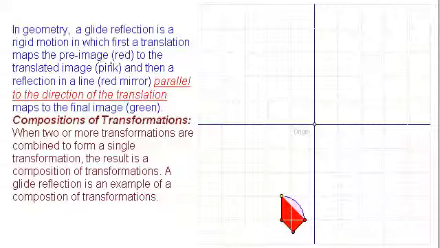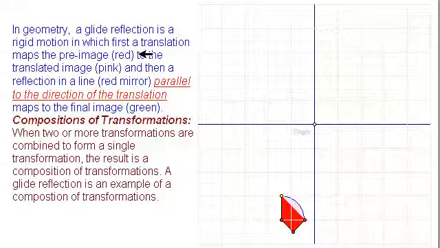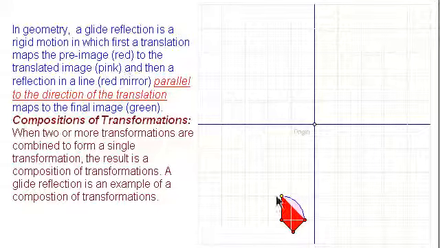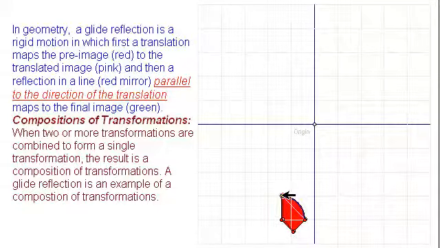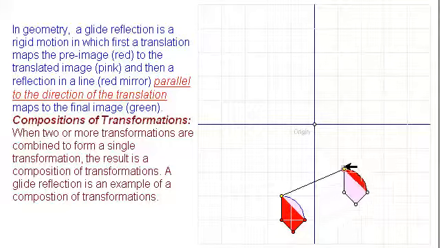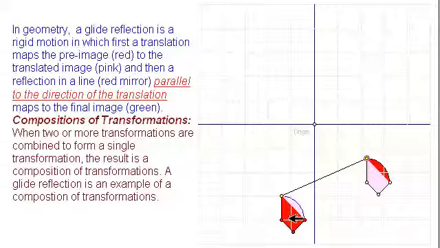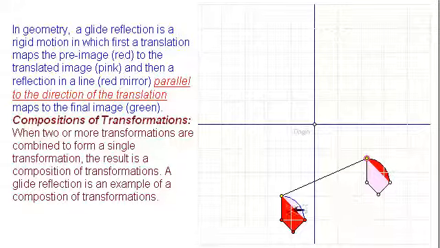to the translated image, which is pink. Now I'm going to translate this. So this is the translation. I'm moving this in one particular direction. So this pink one is a translation of the red one. So it has been translated. So that is what it says here.